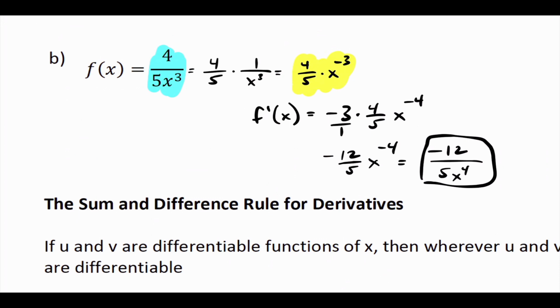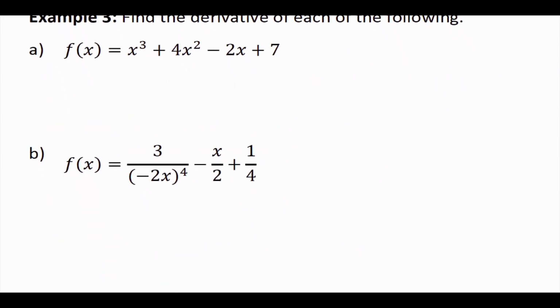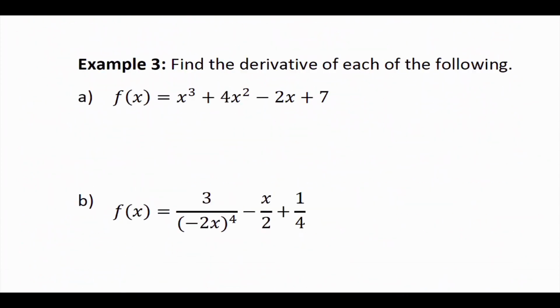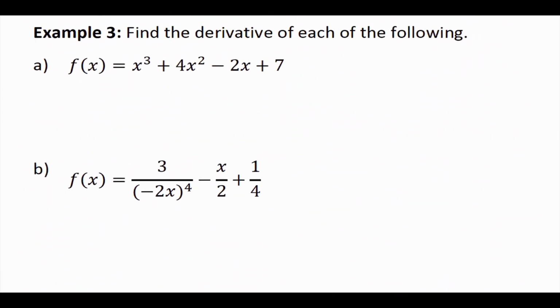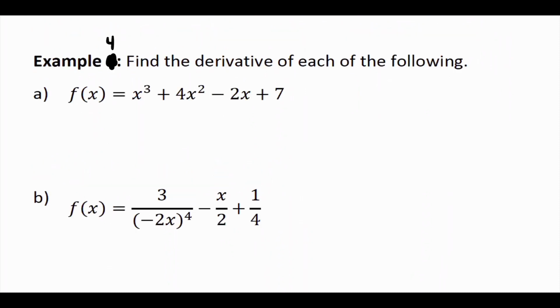Okay, let's see. Okay, example number 3, 3a. Should be 4. The second 3a. Yeah, should be 4. The numbering's off for some reason. I don't know why. Oh, well. Okay. We're just going to go term by term. 4a has 1, 2, 3, 4 terms. So we're just going to do the power rule 4 times.